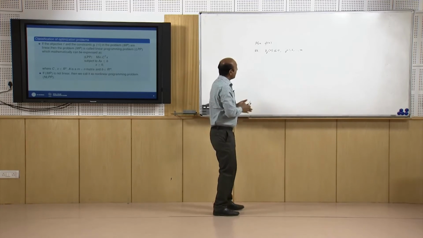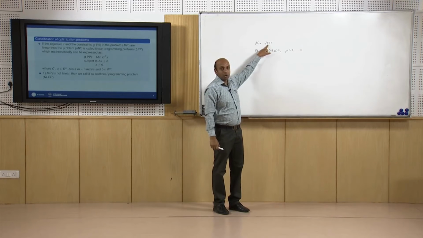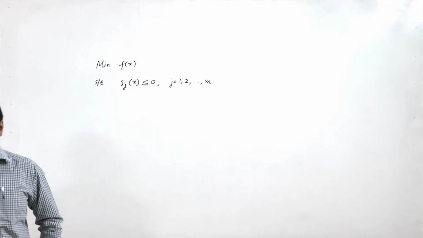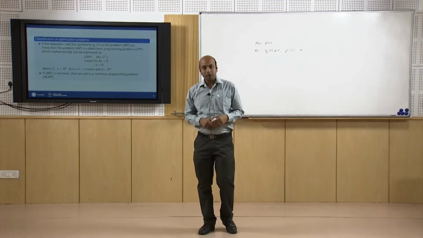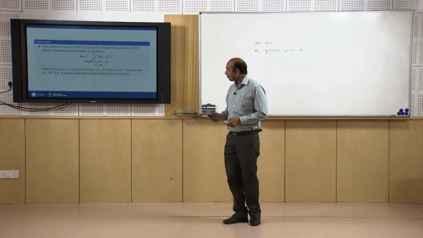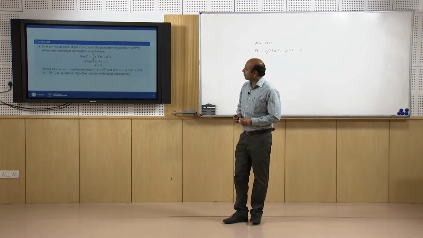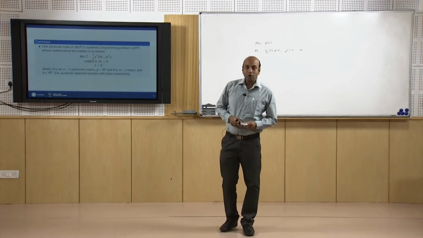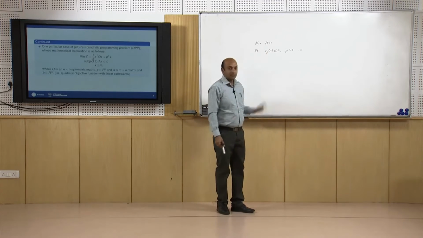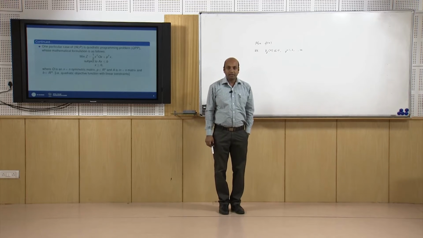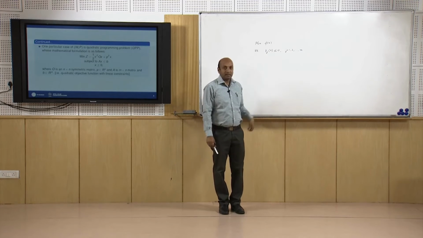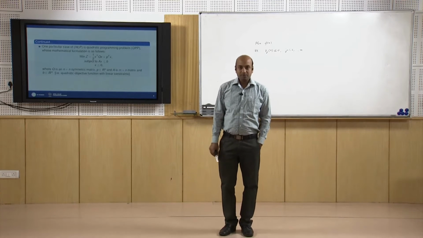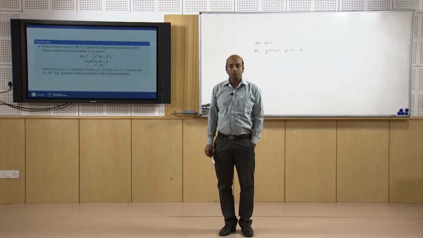Now, if the objective function or at least one of the constraints is non-linear, then such problems are called non-linear programming problems. Now, there is a particular case of non-linear programming problem which is the quadratic programming problem. If the objective function, that is f(x), is of degree 2, that is quadratic, and all constraints are linear, then such problems are called quadratic programming problems. We will discuss quadratic programming problems in further lectures.